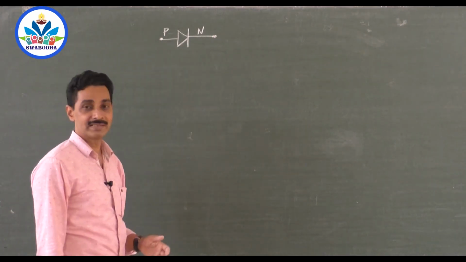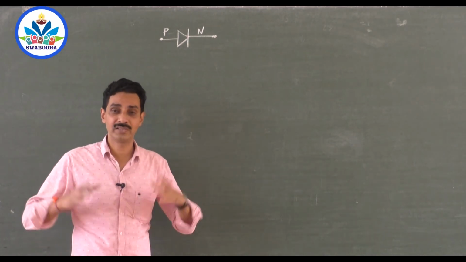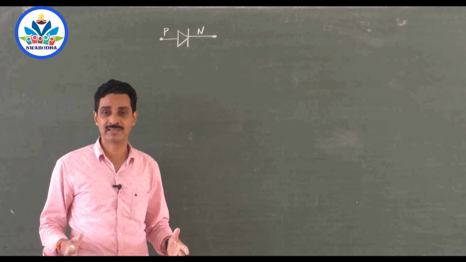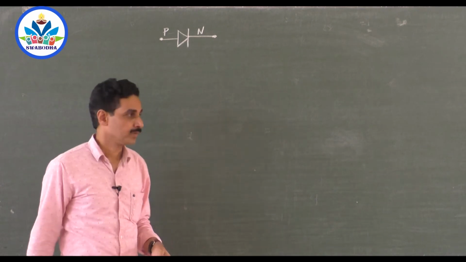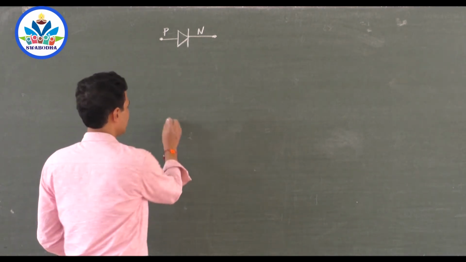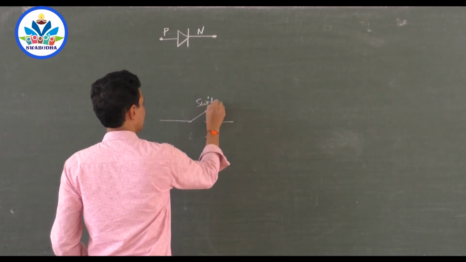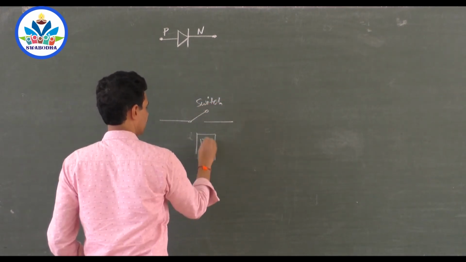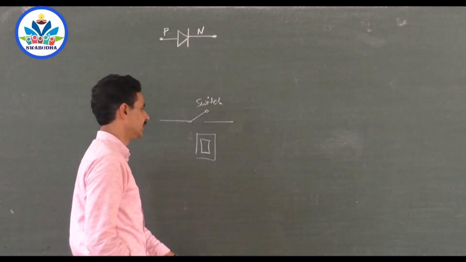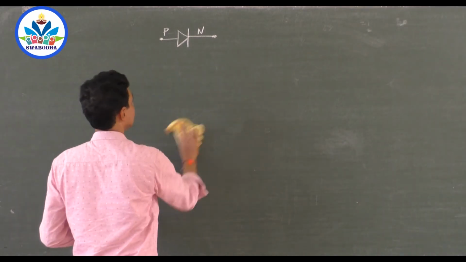This is the circuit symbol, because you can't draw the actual diagram of a diode in a circuit every time; you have to use only a symbol. Similarly, if you have a symbol like this, what is it? This is the symbol of a switch. You can't draw a switch like this every time, it is very difficult. This is a switch. Similarly, this is a diode.